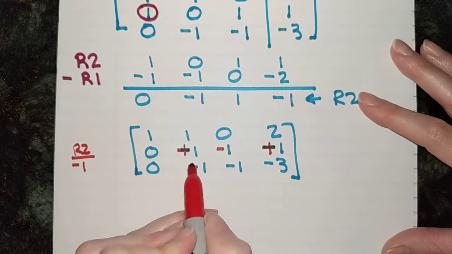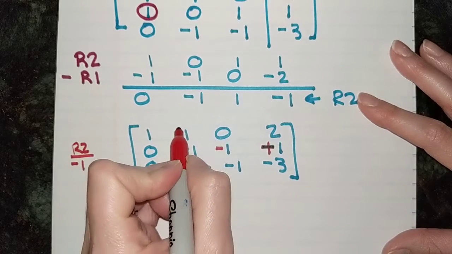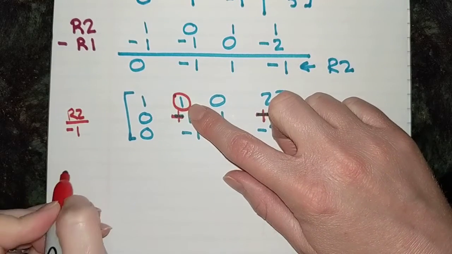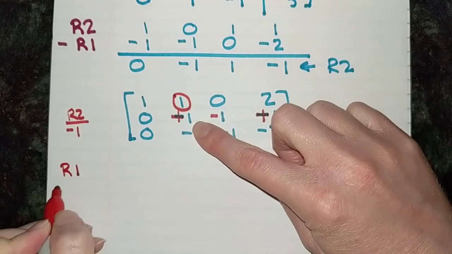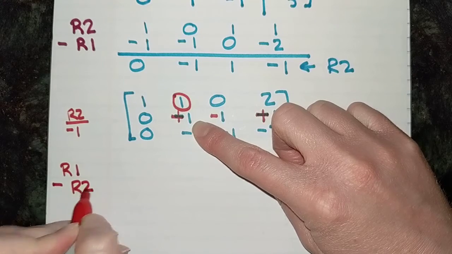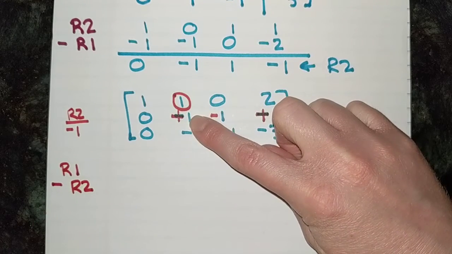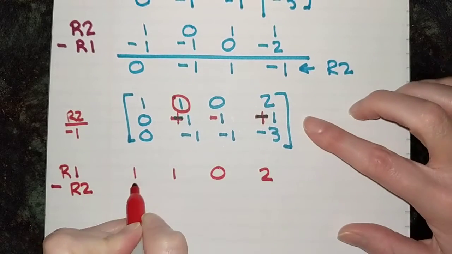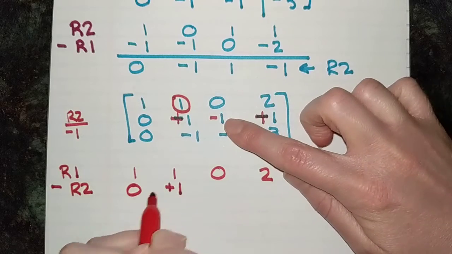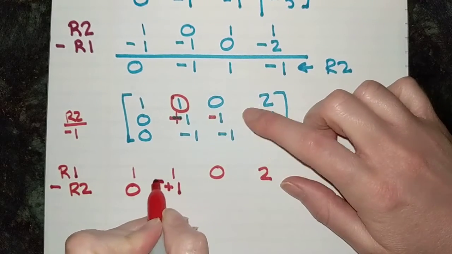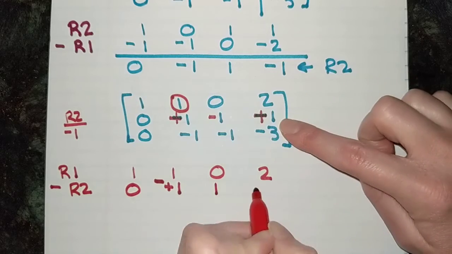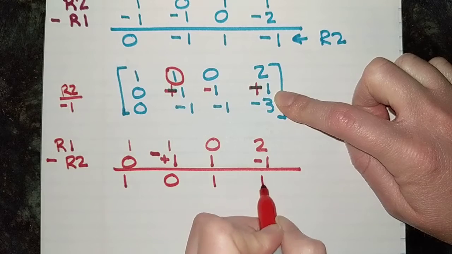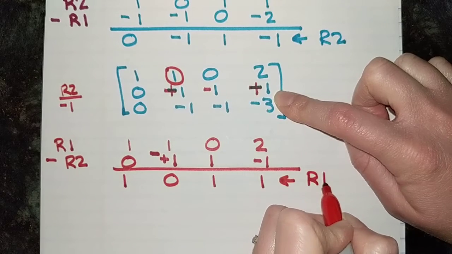Now I'm going to focus on getting a 0 above and below it. So if I start with row 1, we need to get this to become a 0. So I would take row 1 and subtract row 2 from it, because I would have 1 minus 1 to get the 0. So this would be 1, 1, 0, 2, and then 0, -1, and again, we're going to be subtracting, so we're going to change the sign. So -1, +1, -1. So that gives us 1, 0, 1, 1 as our new row 1.